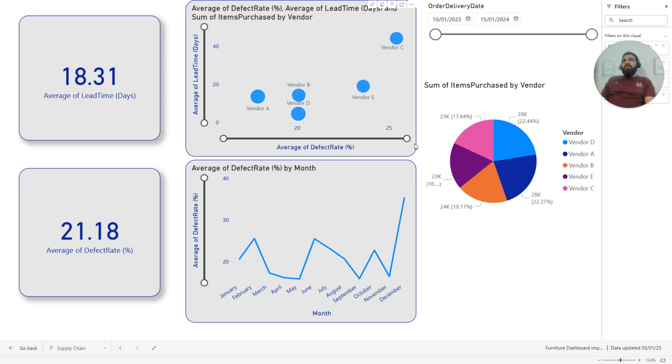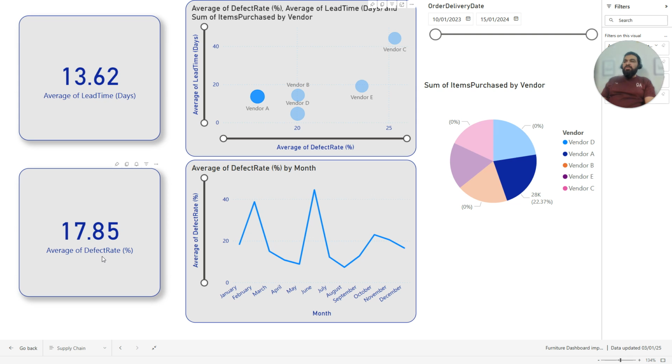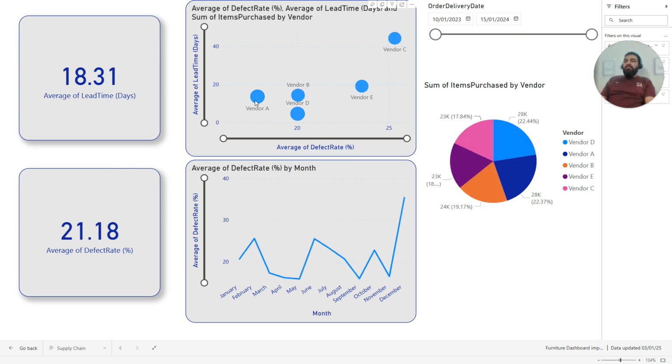We could change the criteria based on our requirement. For example, if I look at vendor A, this thing changes. So the defect rate reduces to 18%, which otherwise on average was 21%. Similarly, we can look at the time series, even vendor wise. And the defects were very high in December.